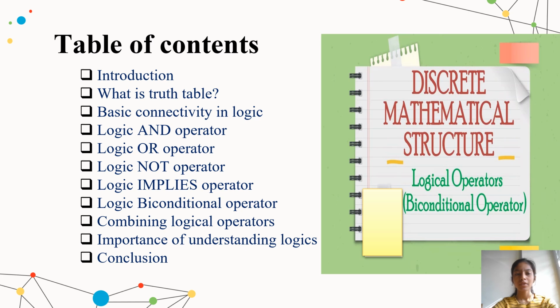Table of Contents. Introduction. What is a truth table? Basic connectives in logic. Logical AND operator. Logical OR operator. Logical NOT operator. Logical implies operator. Logical biconditional operator. Combining logical operators. Importance of understanding logic. Conclusion.